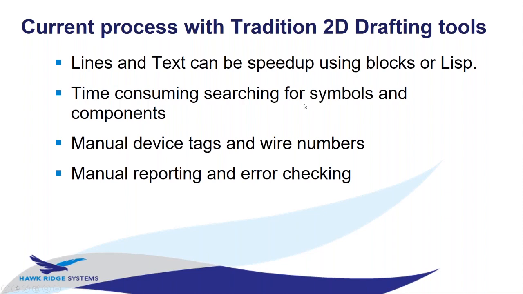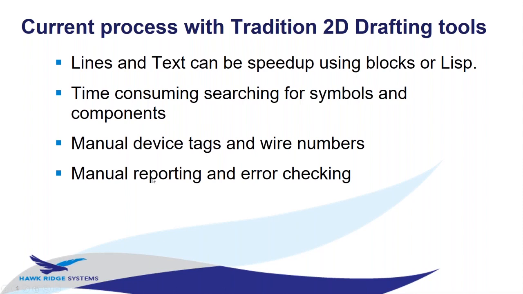Time consuming, searching for symbols. I had to know my component information, right? So I had to go and think about which manufacturer's parts I wanted to use and know that ahead of time to fill out the attributes on the symbols. All right, then manual device tagging and wire numbering. I had to manually track all my device tagging, manually do my wire numbering.